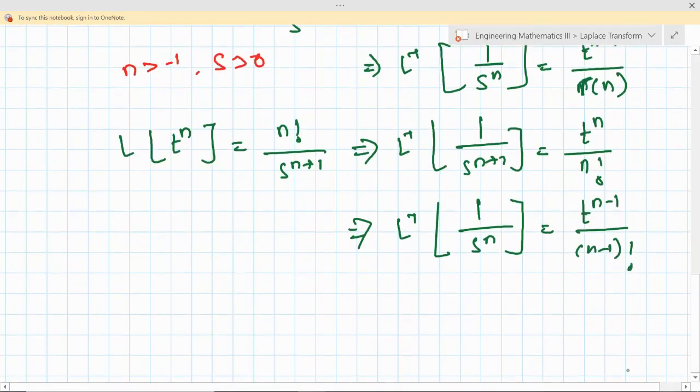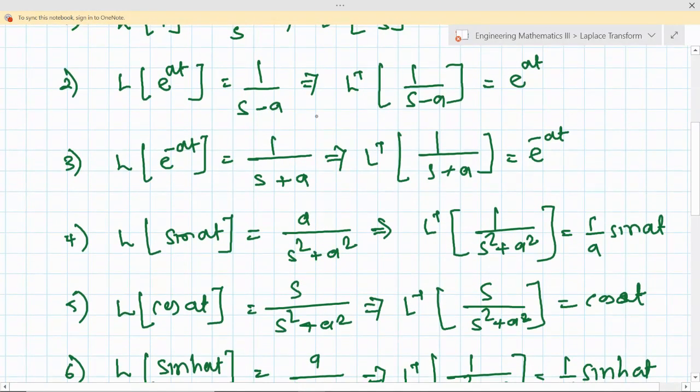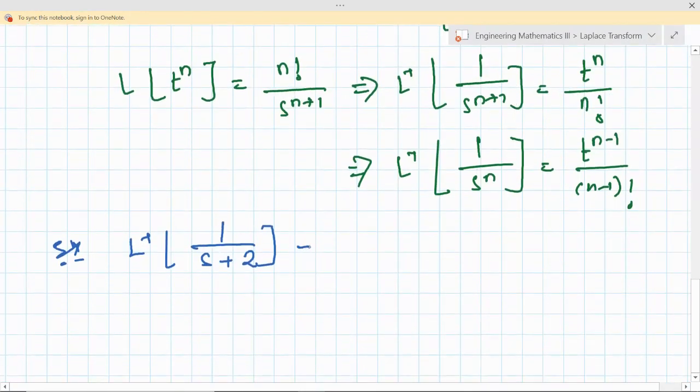Now let us see some examples. These are the basic results that we need to solve inverse Laplace problems. Find the inverse Laplace of 1 upon s plus 2. Go for the result: the inverse Laplace of 1 upon s plus a is e raised to minus at. So this is simply e raised to minus 2t.